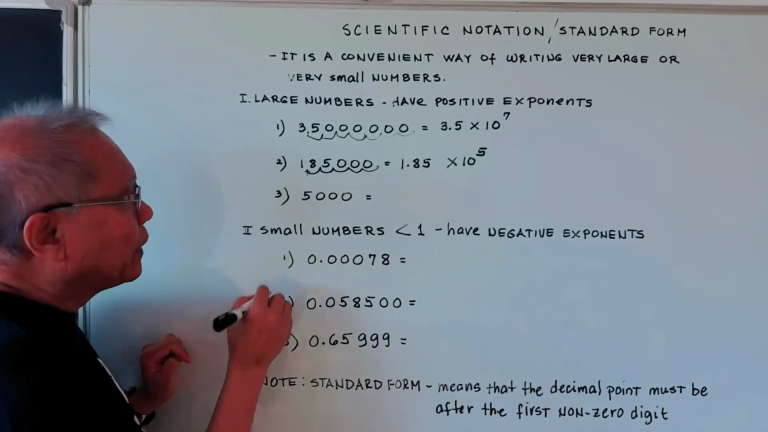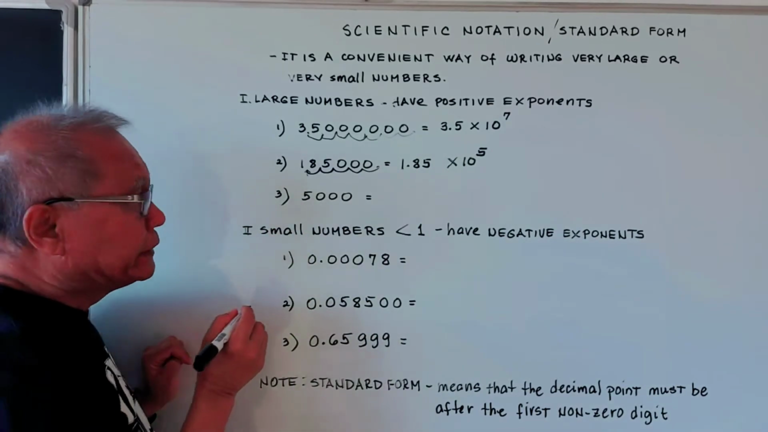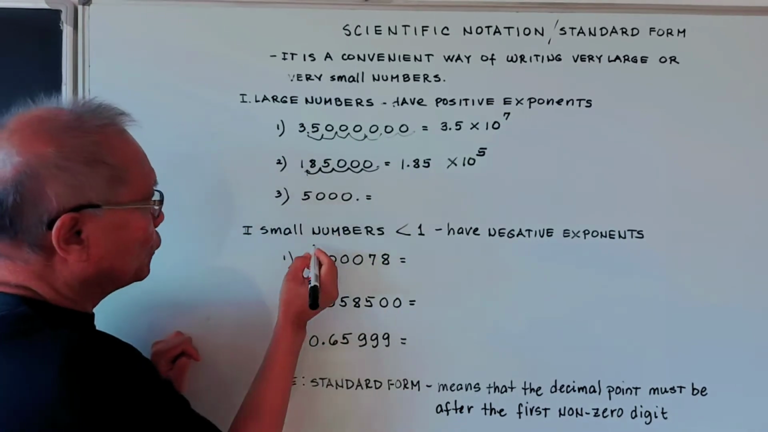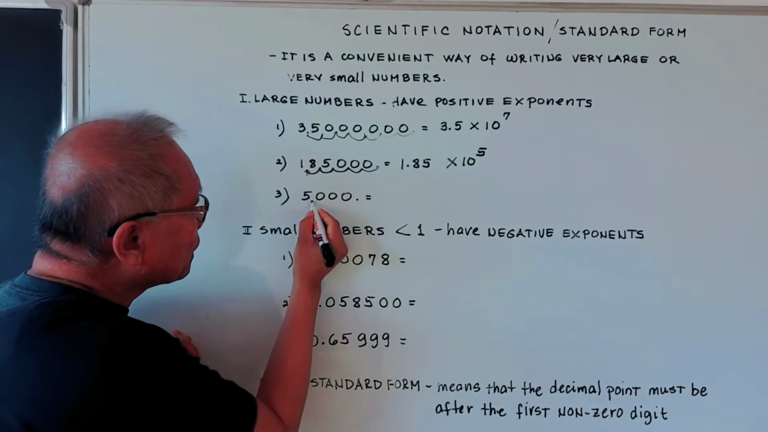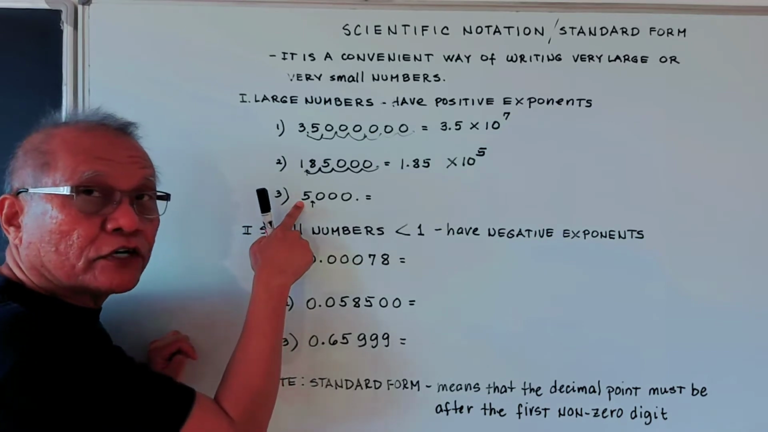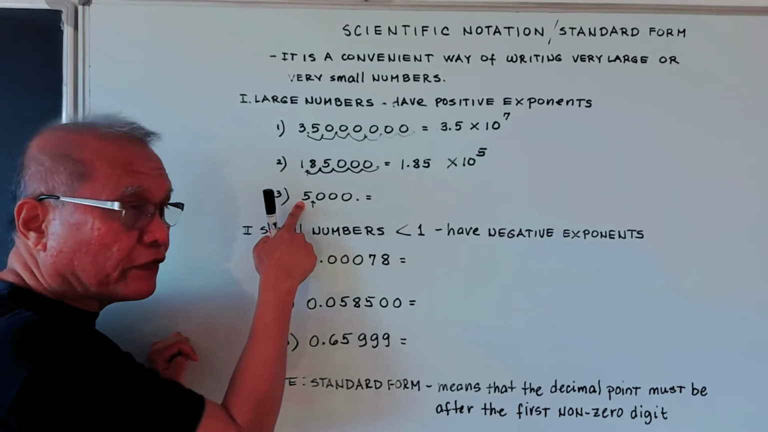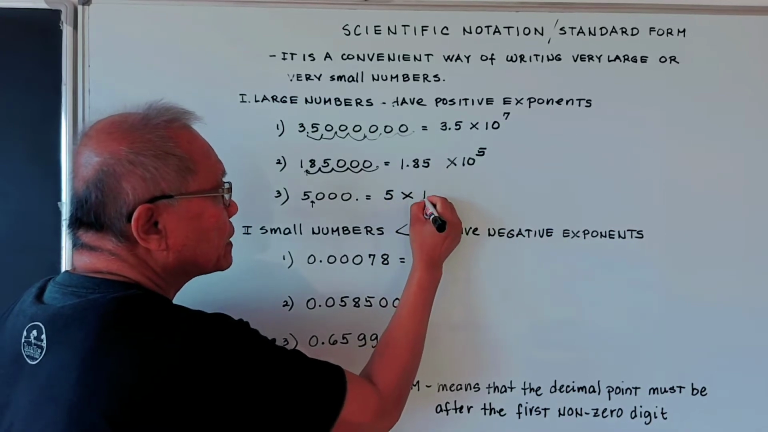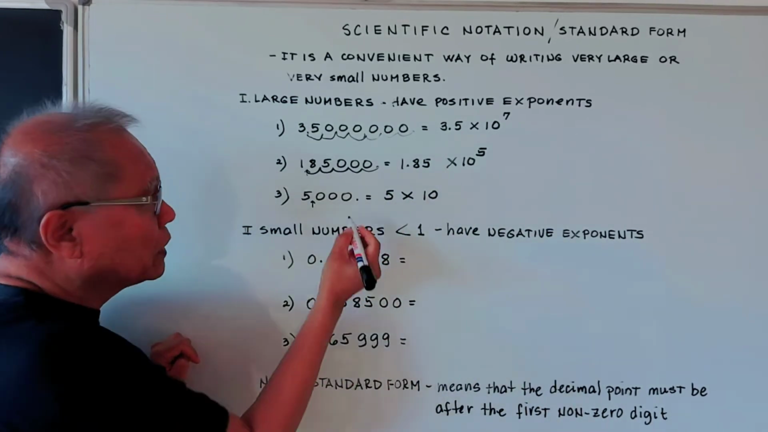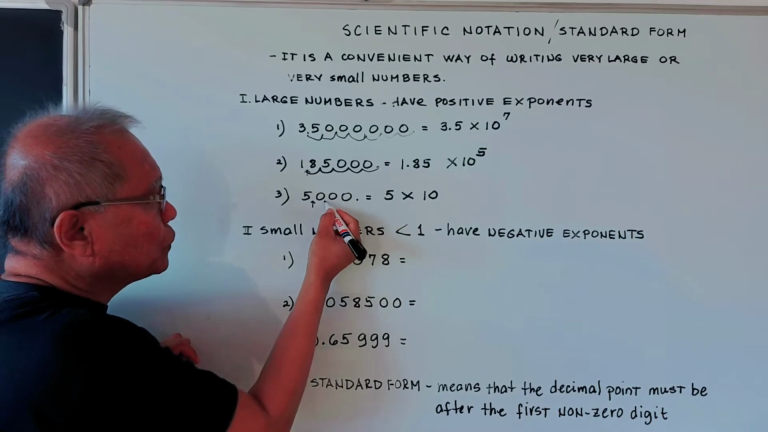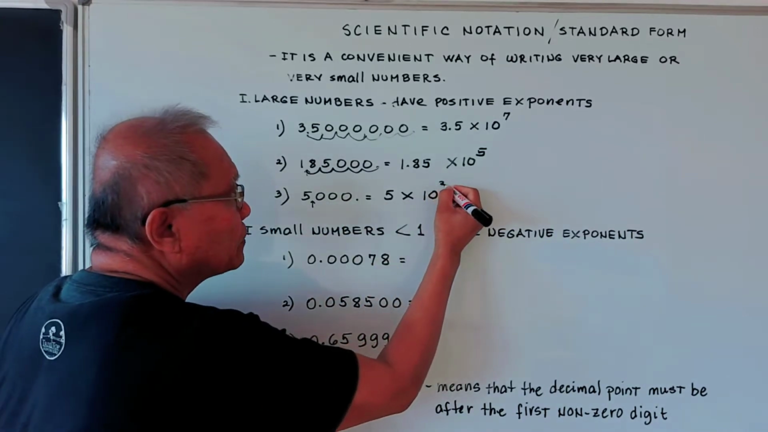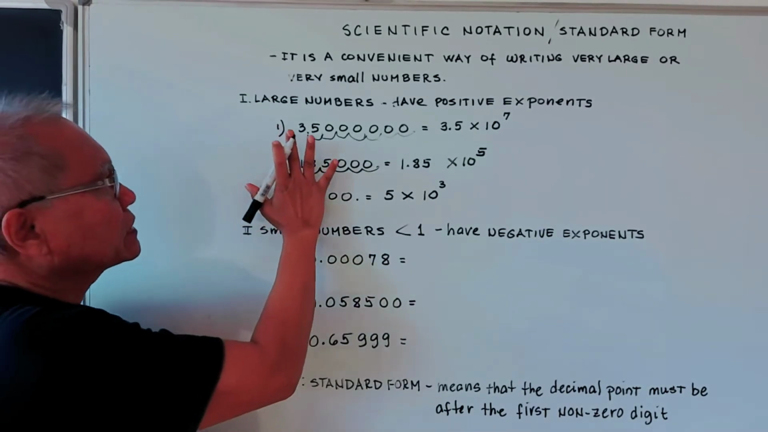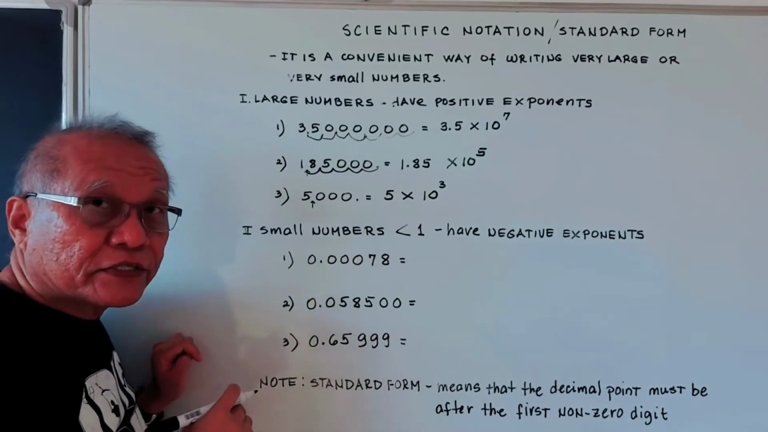Number 3, we have 5,000. So for 5,000, the decimal point is here. Now we count up to here because this is our first non-zero digit after the 5. So we write here 5 times 10, and then we count, we have 1, 2, and 3. So that is 5 times 10 to the third power. So these examples here are for the large numbers.